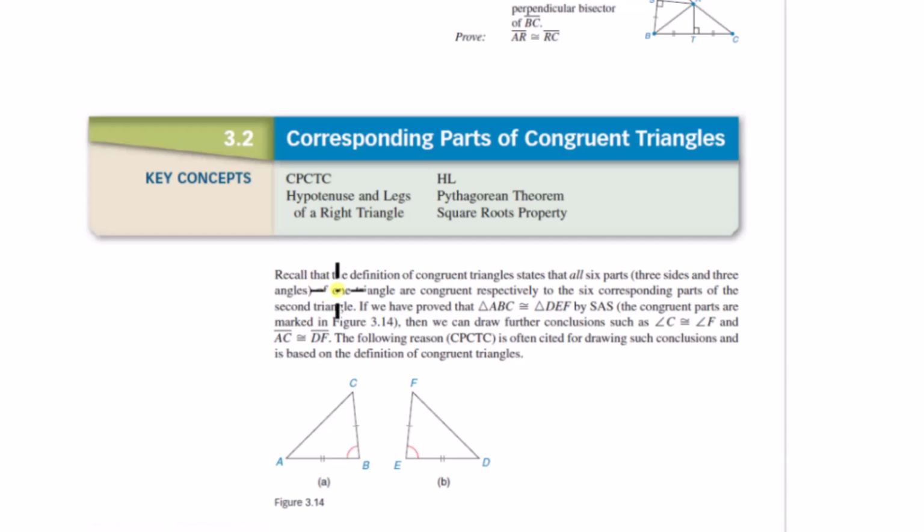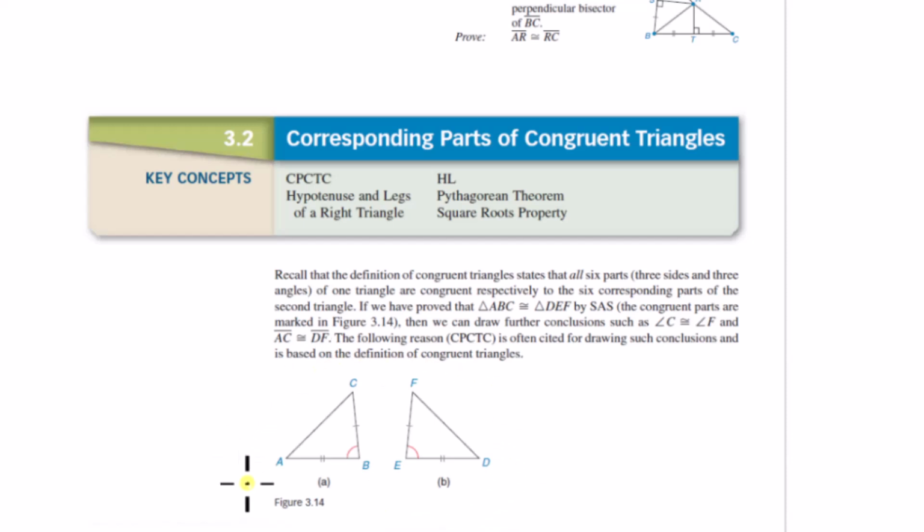It says, recall that the definition of congruent triangles states that all 6 parts, 3 sides and 3 angles of one triangle are congruent respectively to the 6 corresponding parts of the second triangle. Yeah, we already talked about this, right? If we have proved, for example, that triangle ABC is congruent to triangle DEF, these two triangles shown here, by side angle side. Okay, so yeah, this is the kind of problem we worked in the previous section.